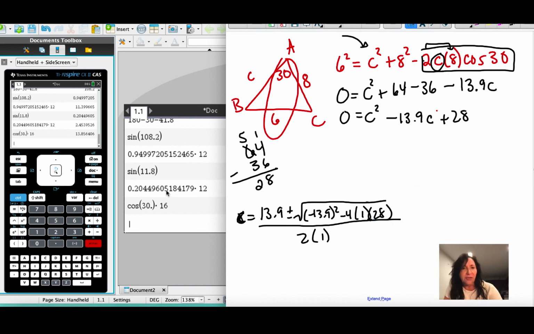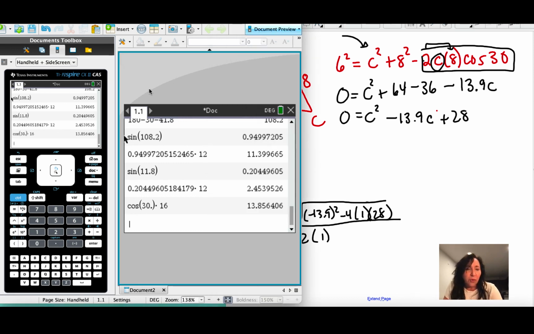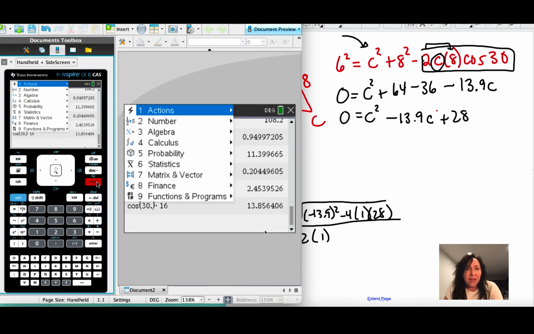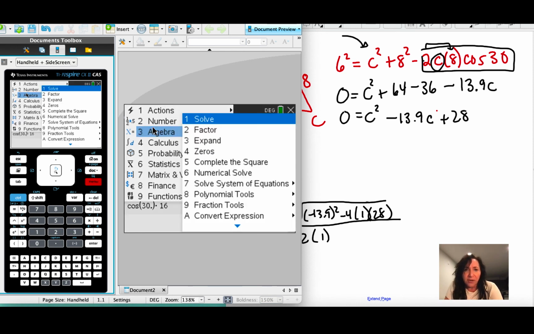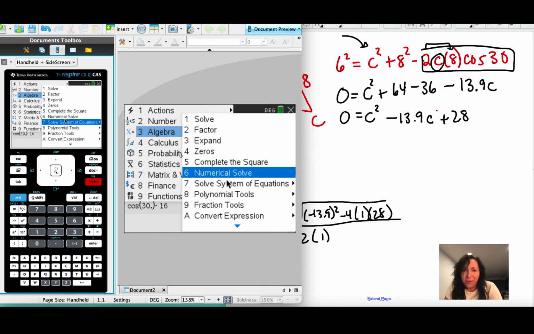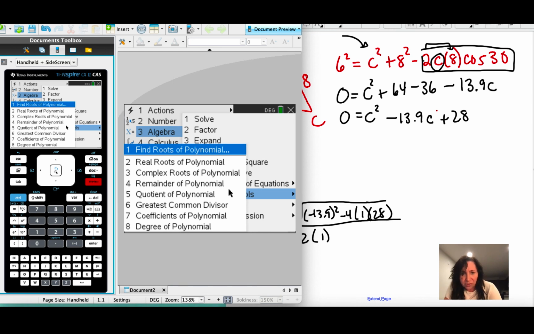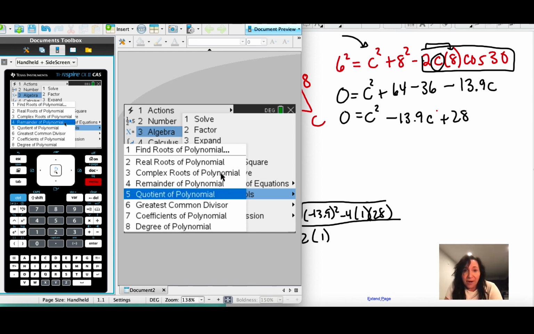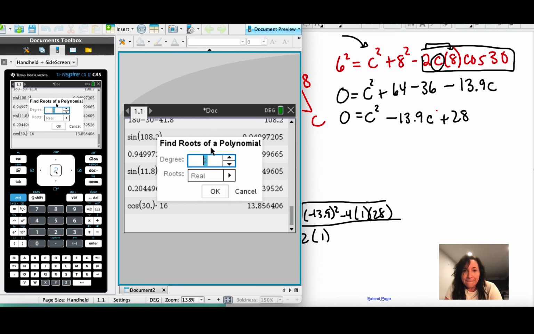But I want to show you how to do this on the calculator. So the first thing we're going to do, hopefully this works: menu, and step 2 is algebra. So menu, algebra. You think you want to do solve or zeros, but you don't. You want to go all the way down to polynomial tools and then find the roots. And that's 2. So is my degree set to 2?